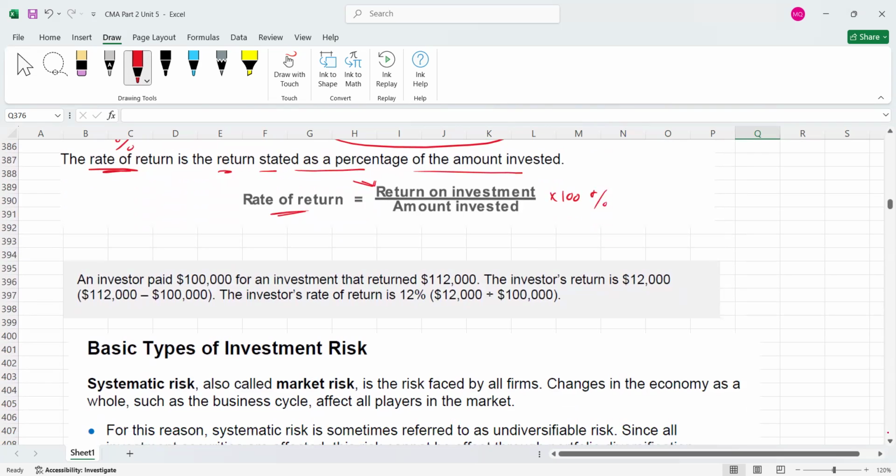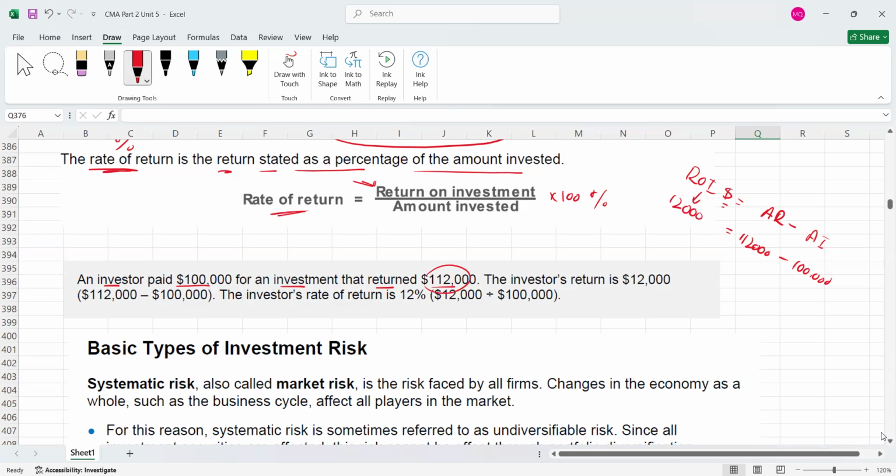Then, guys, for example, we have an example: an investor paid $100,000 for an investment. Simply, the investor has invested $100,000 and that returned 112,000. If you want to calculate, first of all, the return on investment in dollars, you will take amount received minus amount invested. Amount received is 112,000, and minus amount invested, which is 100,000. The difference is 12,000, which is going to be your return on investment, but in dollar terms.